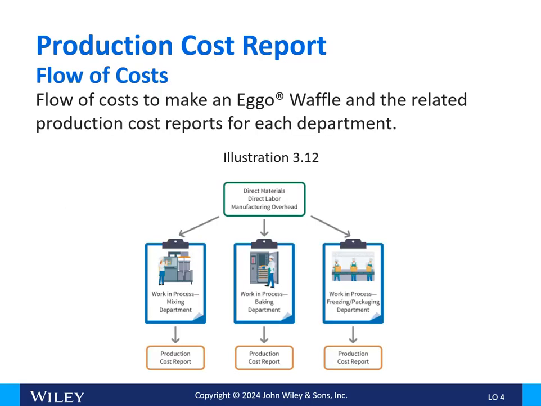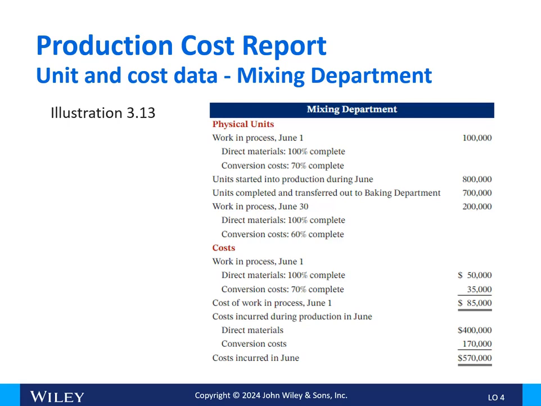So the flow of costs to make Eggo waffle and the related production cost reports for each department. So direct materials, direct labor, and manufacturing overhead can go to each of those processes. Then each department or each process is going to have its own production cost report. So we'll look at the mixing department again.